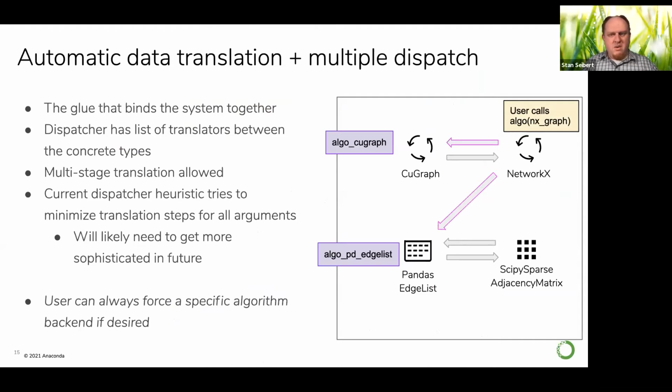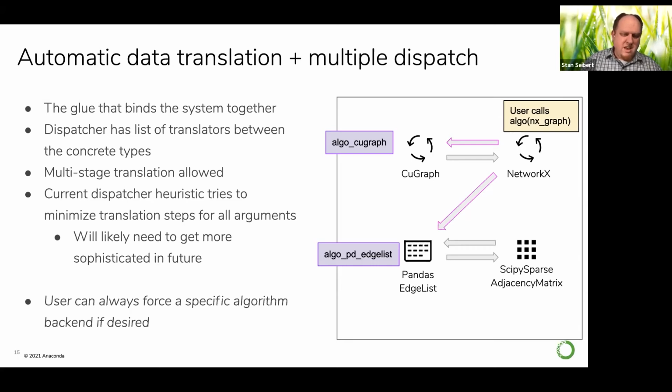So if I am, say, calling an algorithm and I give it a NetworkX graph, it will first try and find an implementation that requires no translation. That may not work. You may not be able to find an implementation that takes exactly the types you're passing in. In that case, we have to figure out, okay, what translators do we have? What is the minimum number of translation steps that will get me to an implementation that I can run?